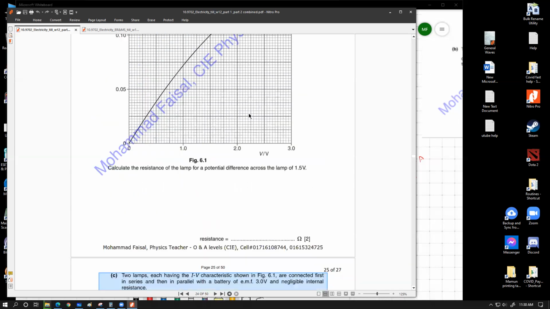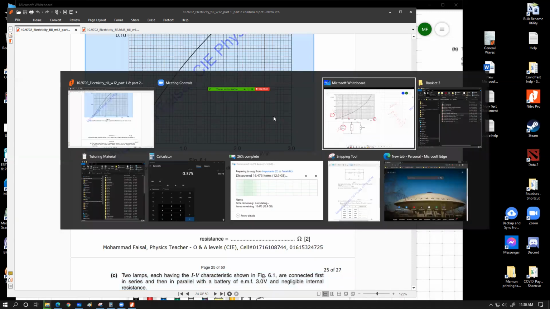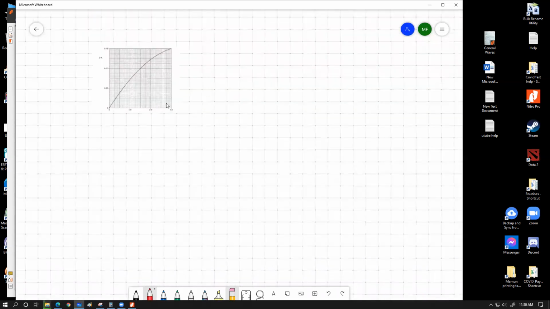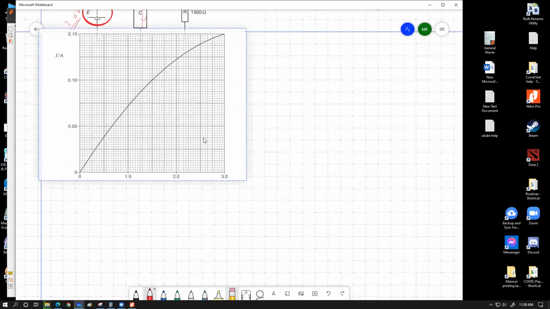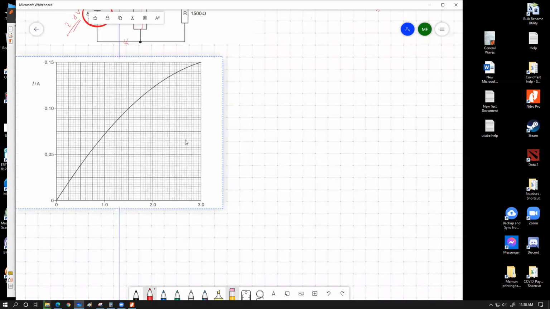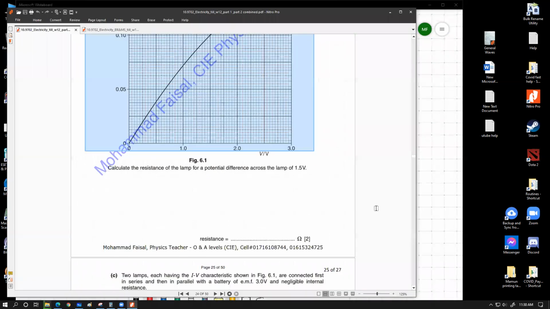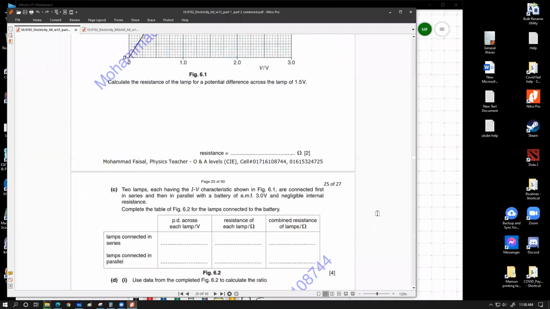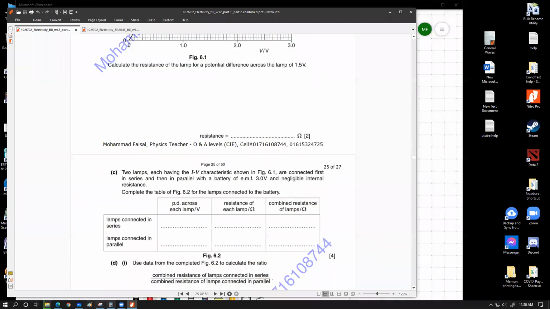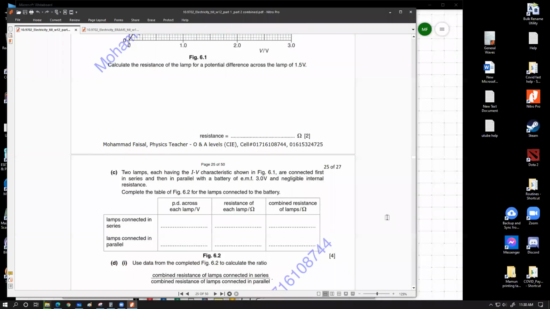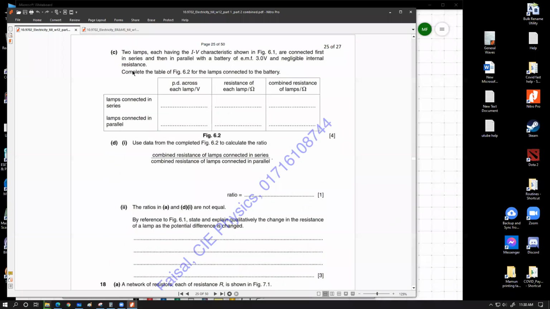I'm going to need this graph to discuss this question and to fill up that table as well. So let's go ahead and take this out. Having this graph, expanding it a little bit, and then the remaining part of the question is right here. Actually, we could use a much bigger version.